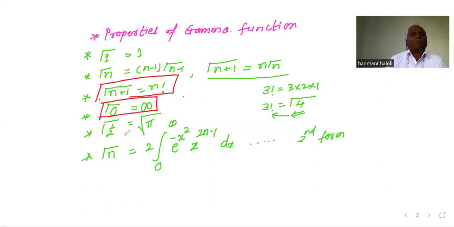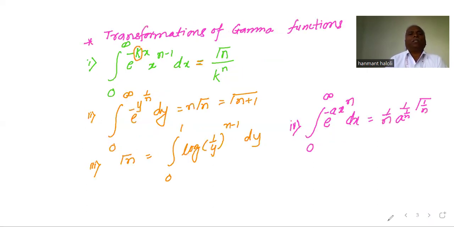Now here, gamma of 1 by 2 equals root pi. These values we are going to use while calculating the integrals. Now these are the three transformations. Just as I told you, even that last example you can solve with this method, x raised to n minus 1, where k raised to n, you can substitute using gamma 4. Now here y raised to the nth power, the nth root of y is there.